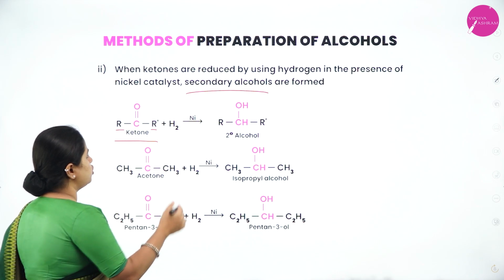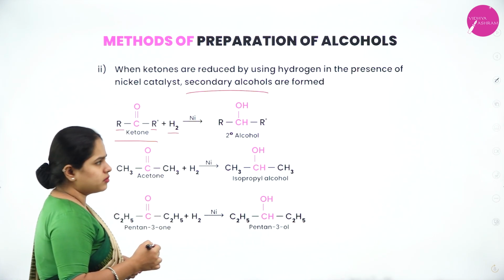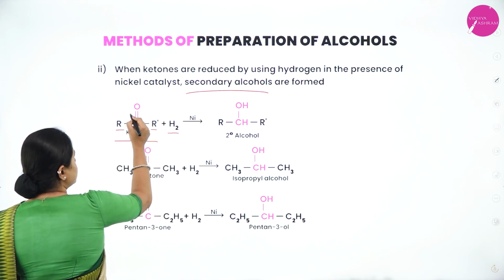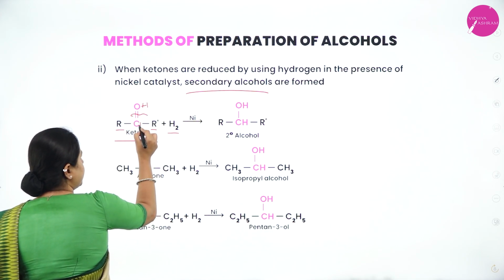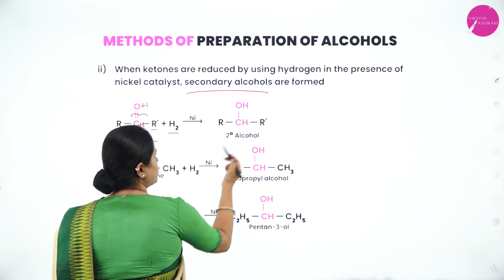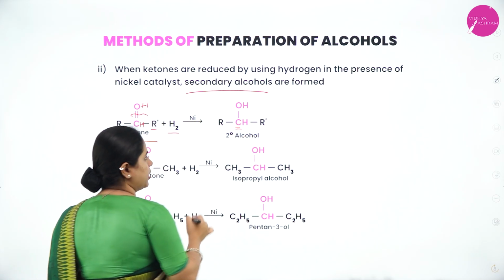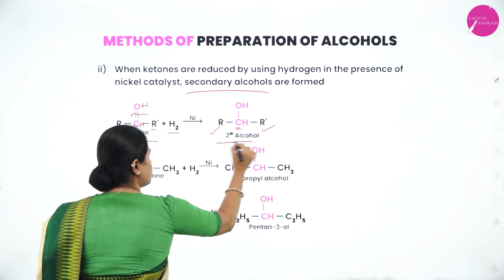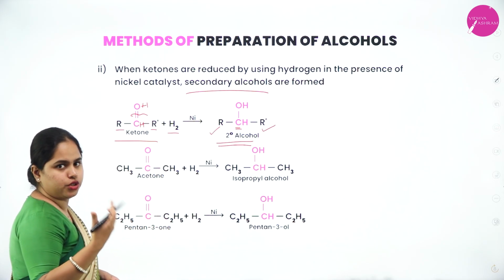So this is a ketone to which we are adding hydrogen. Right, now what happens? Across this we are going to add hydrogen, right? So this bond will break, one hydrogen added here, one hydrogen added here. So what you are going to get? RCHOH R dash. As you can see, this is the carbon atom attached to the hydroxyl group, which is further attached to two carbon atoms. So it is a secondary alcohol which you are going to get.